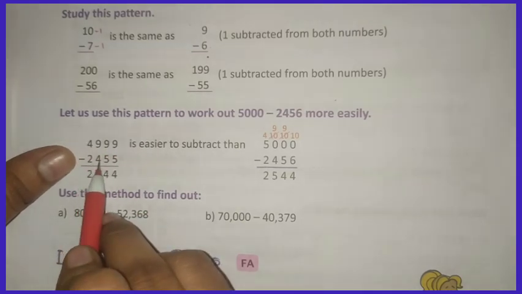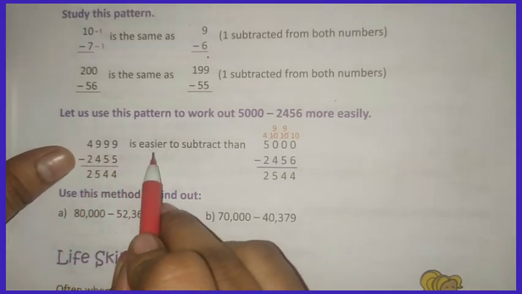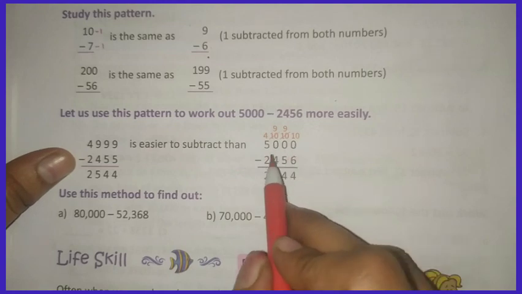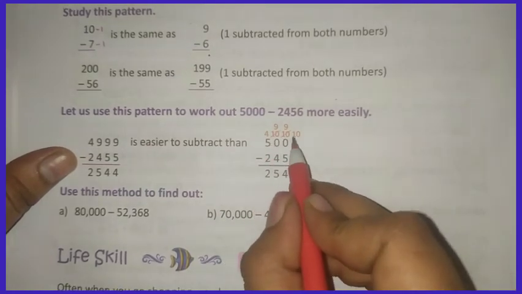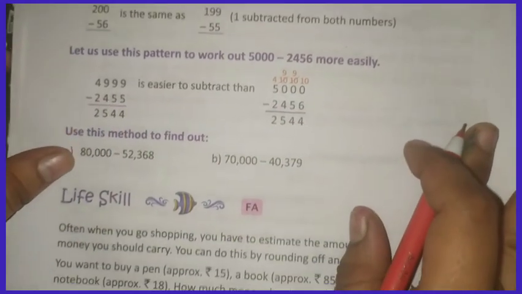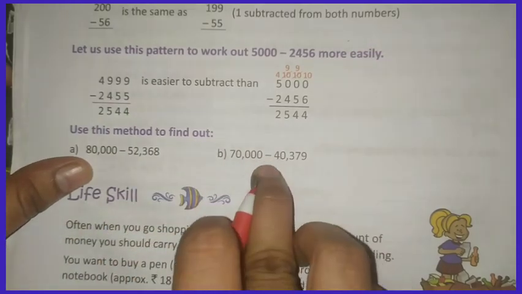4999 minus 2455 is easier to subtract than this. Here zeros are given, so we will take it like this. Okay, look, I will explain this, you have to do this.